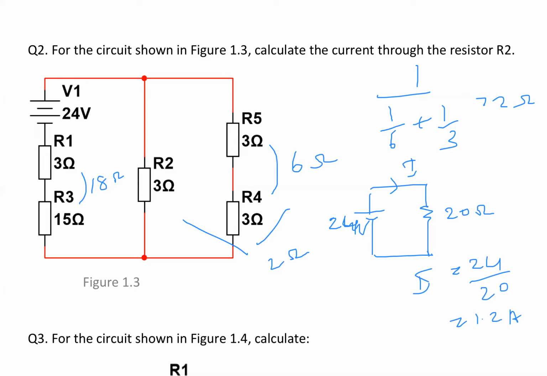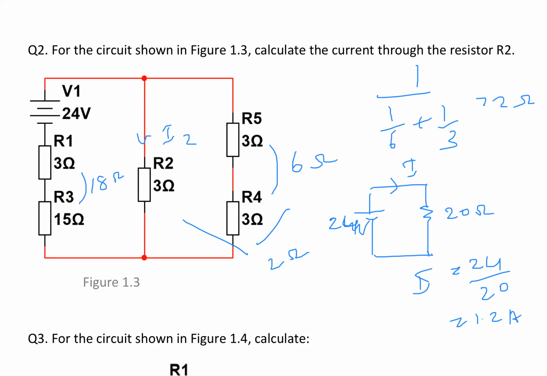Now what we need to find is the current through R2. Let's say that is I2. How do we find that current? Now we know the current through the whole circuit, right? But we don't know how much current flows through this R2 branch. So how do we find that current? IT is equal to I1 plus I2.